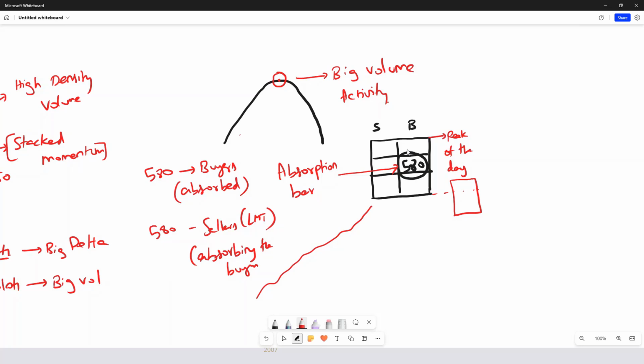Vishal is asking, can we say ID, initiative drive, is the same as absorption? Absolutely not. Initiative drive and absorption are two different things. Initiative drive brings a strong directional price action. Absorption will bring trend reversal opportunities. Okay, both are not the same, but both will have bigger volumes. Both might look similar, but they are different.